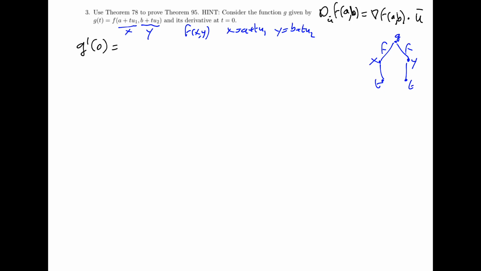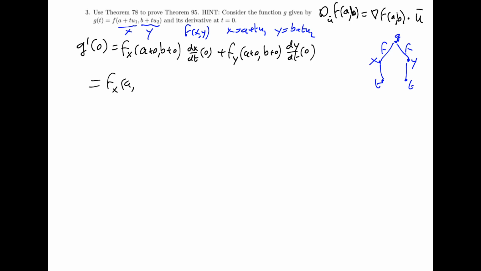So then the chain rule tells me that I have to compute the derivative of f with respect to x in the point where t equals 0, so that's a plus 0, b plus 0, times the derivative of x with respect to t, let's write it as dx dt in the point 0, plus f sub y in the point a plus 0, b plus 0, times the derivative of y with respect to t at the point 0. Yeah, so let me write it like this so that it's clear to which variable we're taking the derivative with respect to t.